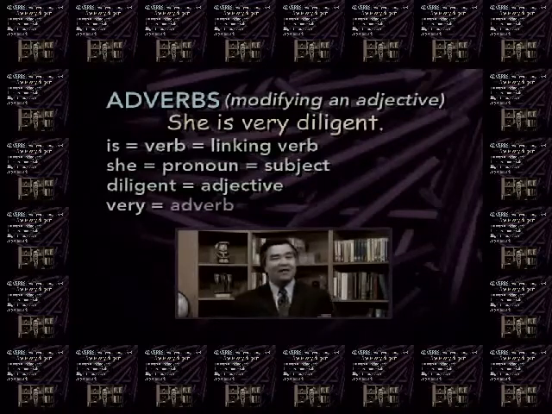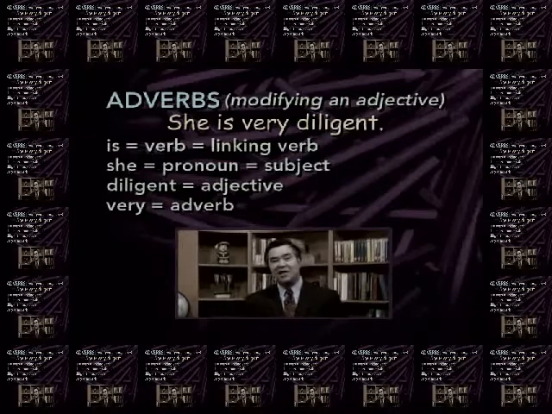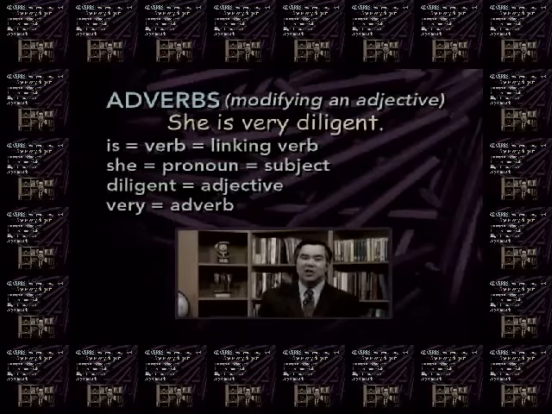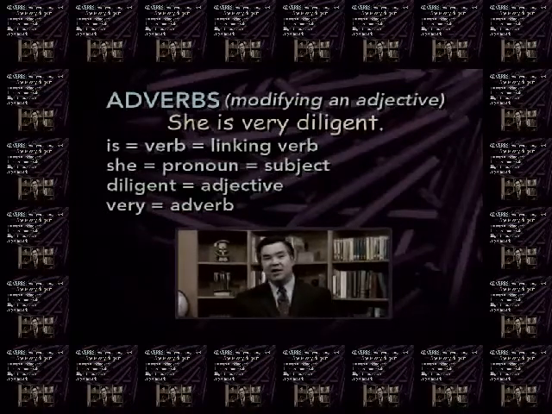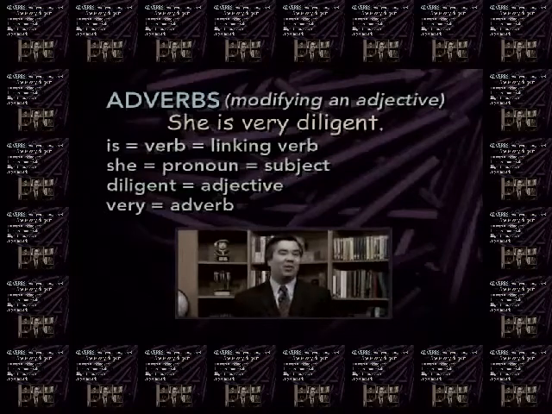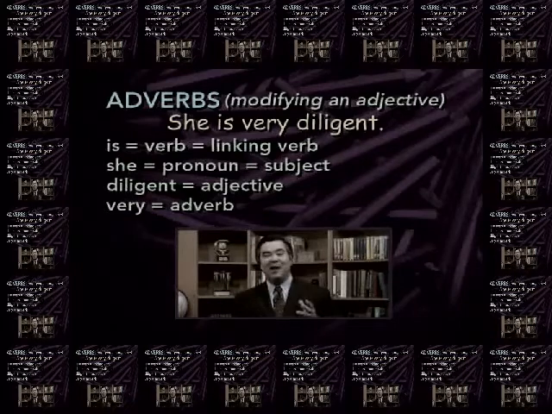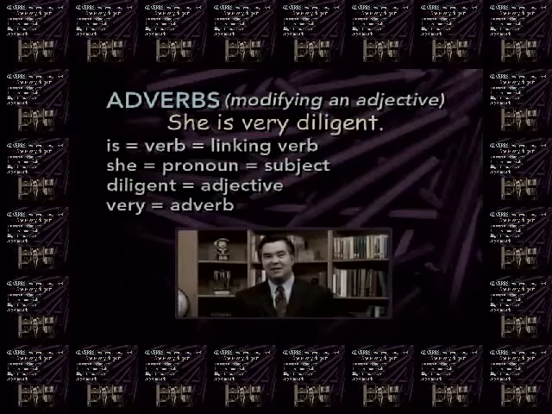Well, very is an adverb which modifies or gives more information about the adjective diligent. How diligent is she? Very diligent. So very gives us more information about the adjective diligent. Therefore, very is an adverb, because remember, another one of the roles that an adverb can play is to modify or give more information about an adjective. And that's what very is doing in this sentence.